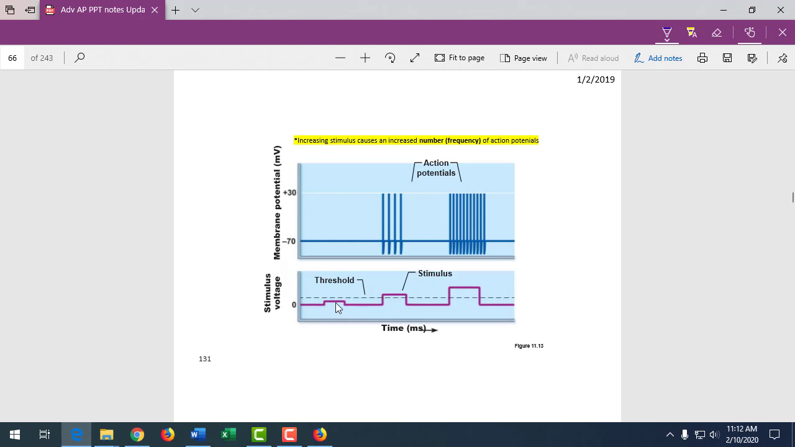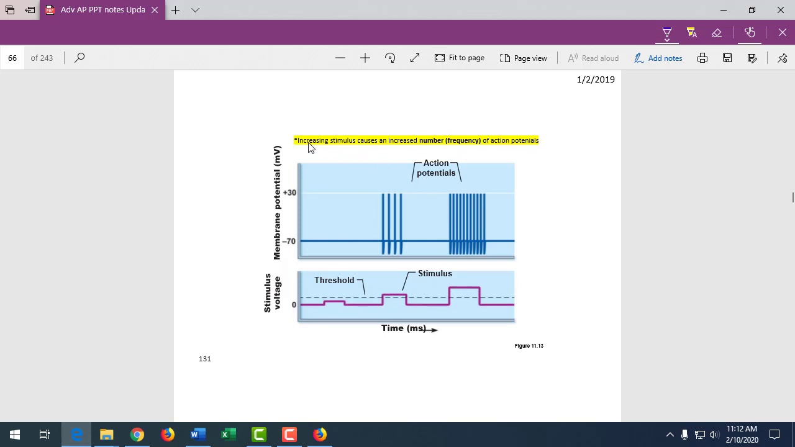And if we're below threshold, do we get any action potential? If we don't reach negative 55? Nope, we get nothing. So here there's no stimulus. Here's a little bit above threshold. We get some action potentials. And then if we have a lot of stimulus, a lot of action potentials.